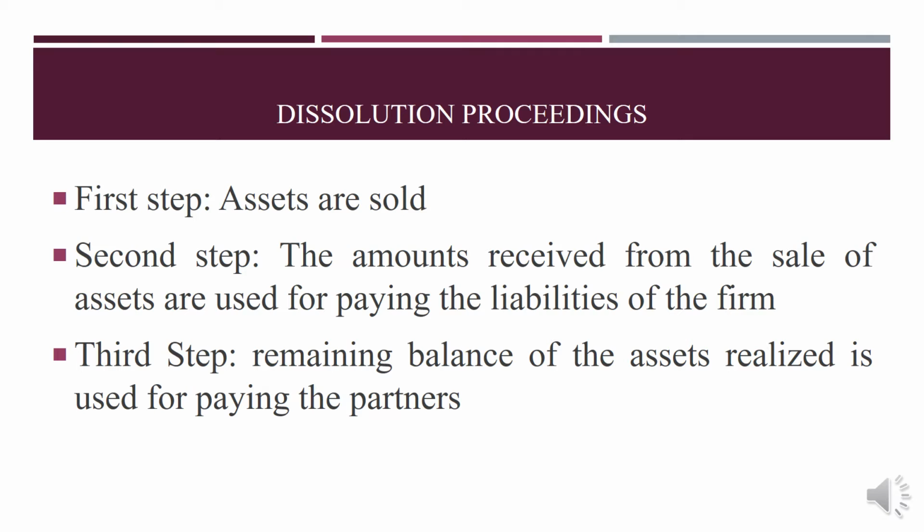In dissolution proceedings, the first step is that all the assets are sold, whatever assets the firm has. Then in the second step, the amounts received from the sale of assets are used for paying the liabilities of the firm, and if there is any balance left, then it is used for paying the partners. So these are the three steps involved in dissolution proceedings. So this can be expected as a Section A question.